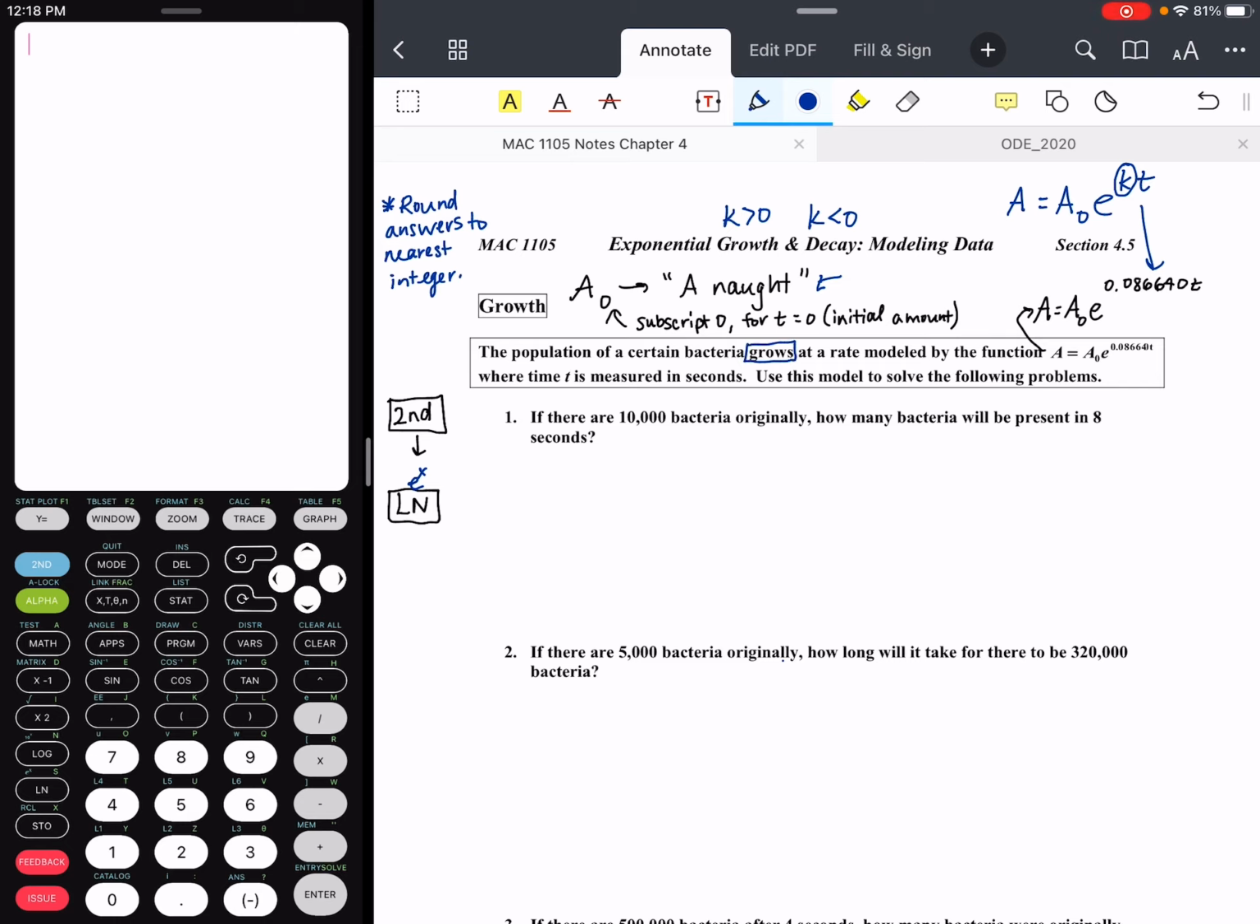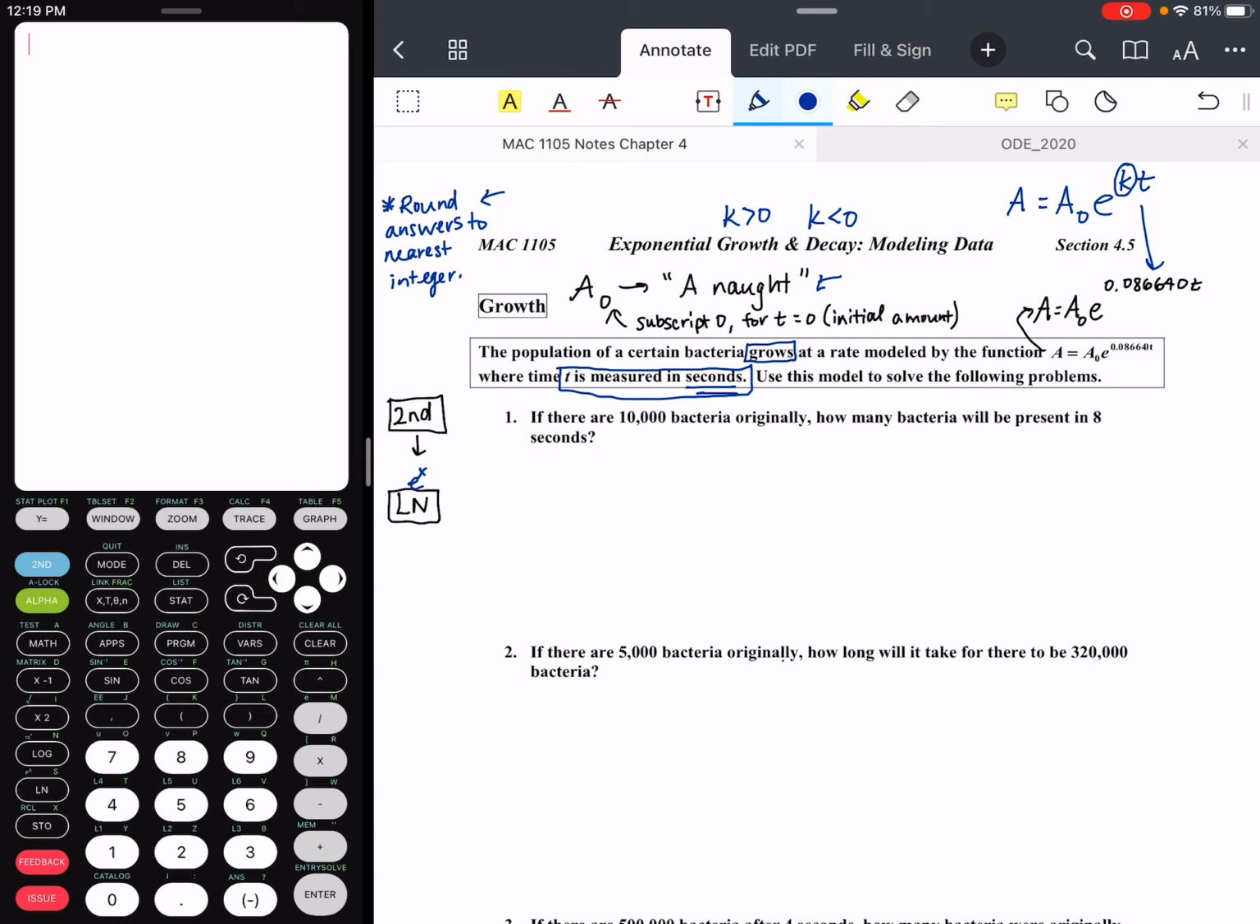We're modeling the growth rate of bacteria. Here the population of a certain bacteria grows at a rate modeled by the function we already talked about, where time t is measured in seconds. I'm going to make a note of that because it's a different unit. Normally we had years, but bacteria grow pretty rapidly, so for this model t is in seconds. It says use this model to solve the following problems. For all these examples in this section, we'll round our answers to the nearest whole number, the nearest integer. Those aren't interchangeable, but because we have positive numbers, they are.